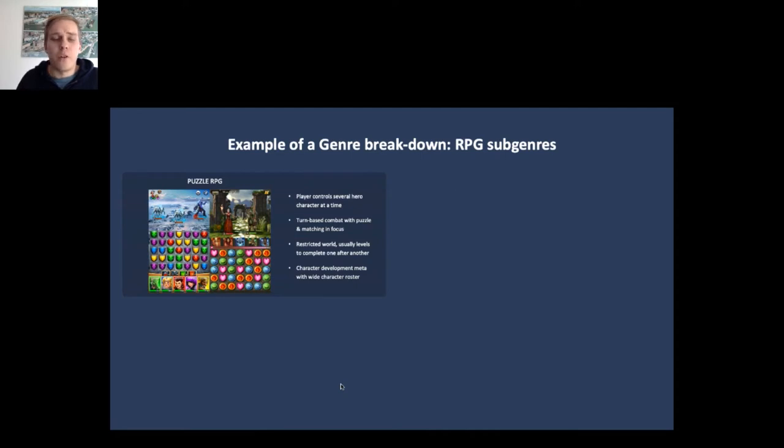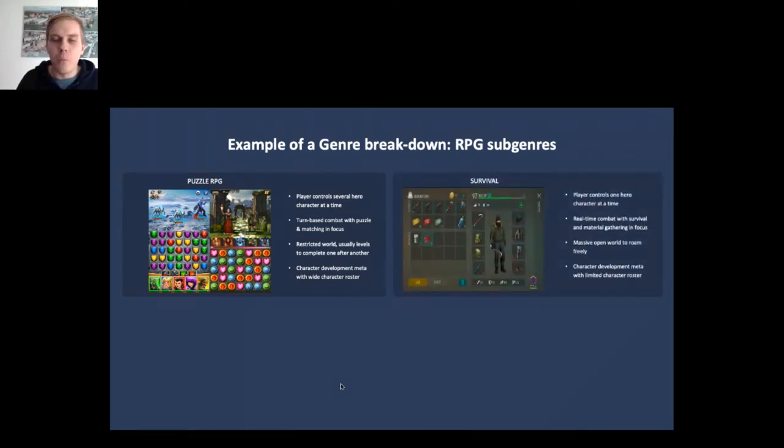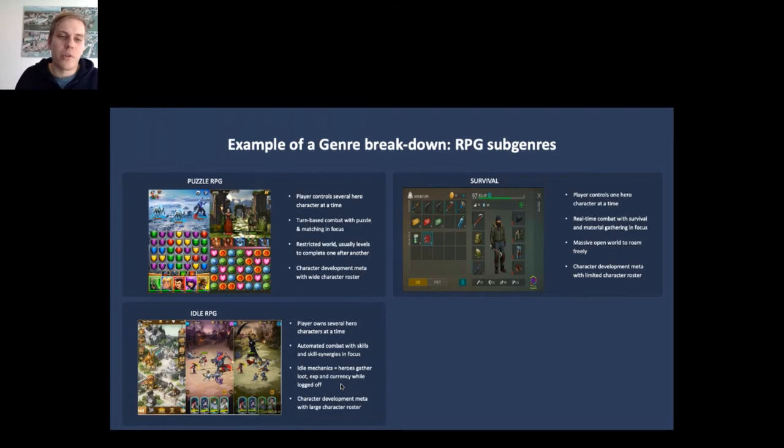In these games, you control several different characters, you have turn-based combat, and a wide character roster. Survival games are the most niche subgenre that we have here. You have one character that you're controlling, real-time combat, a massive open world, and a character meta that usually focuses on a single character. And then the latest addition to our genre taxonomy, these games are similar to RPGs, but the difference is that you have another mechanic, so players are able to play even when they're not playing the game.